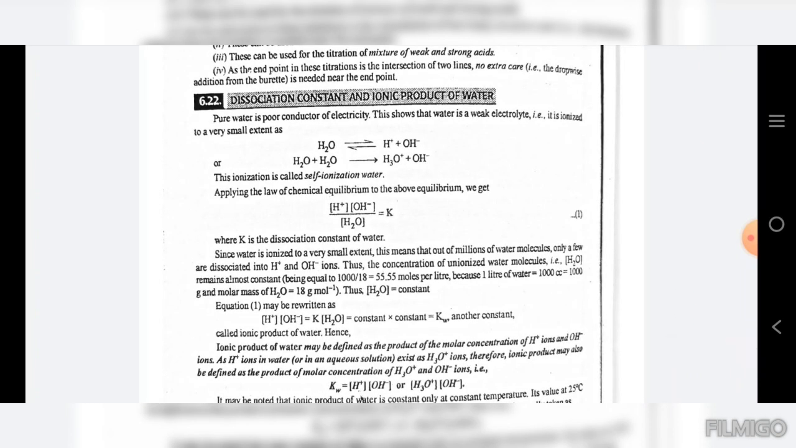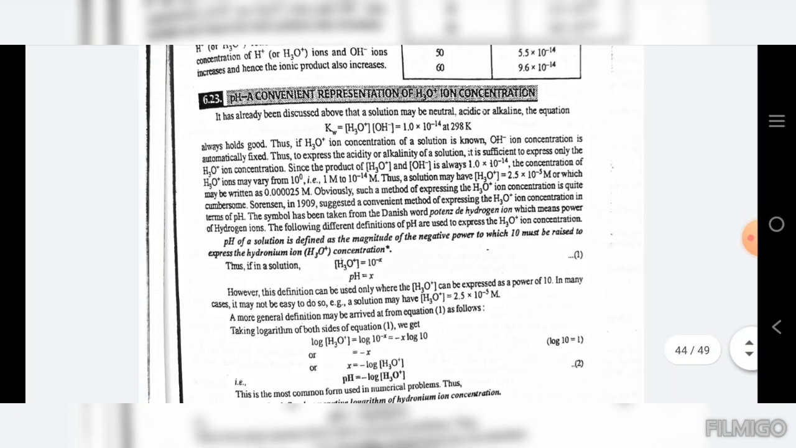Dissociation constant and the ionic product of water. Here is the derivation, you can see this. Here the pH is a convenient representation of H3O+ ion concentration, you can see this.